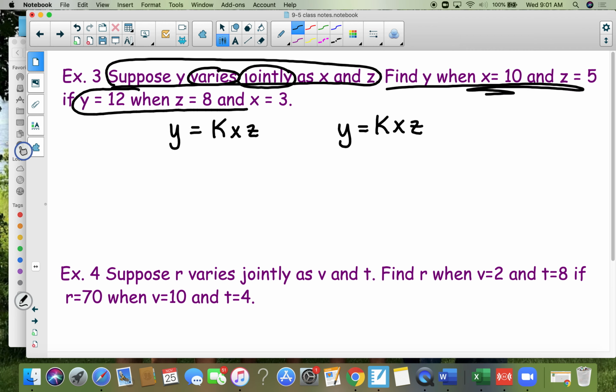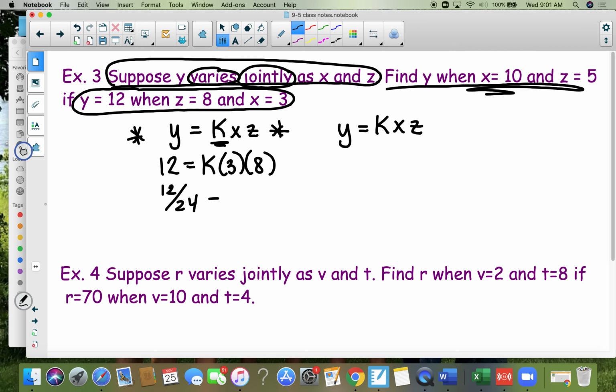If y equals 12, we have to find the k in the first step, remember. X is 3 and z is 8. Remember, step 1, we always find the k. So 12 divided by 24 equals k. So 1/2 equals k, or 0.5.